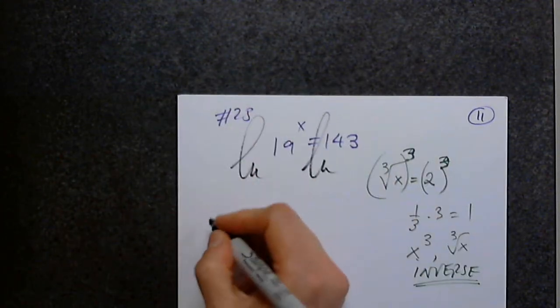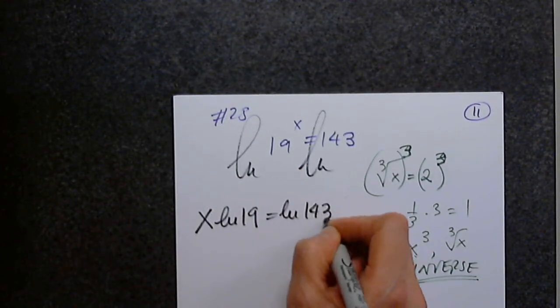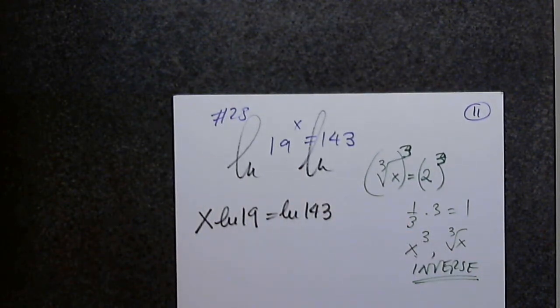So now x is in front as a factor. x natural log 19 equals natural log 143. I want to show something with the calculator for a moment because I don't want you to be ever scared of natural log. So natural log of 19 is just a number. This is it. So don't get scared when you see natural log 19. It's just a number. What is it? 2.9. When you see natural log of 143, what is it? Just a simple number.